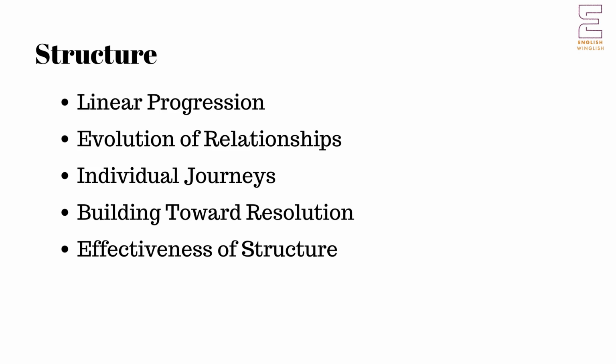Development of conflict. The linear structure is effective in gradually developing the conflict between Jagan and Mali. As the story progresses, the differing values and aspirations become increasingly pronounced, leading to a heightened sense of tension and emotional complexity. Evolution of relationships.